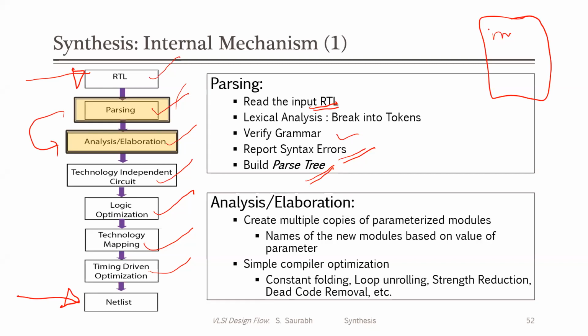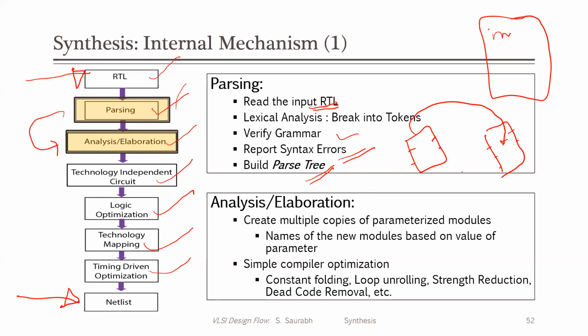Now in the analysis and elaboration, it will make the connections. When we are doing parsing, what it does is just create different modules. It will create modules, it will create ports internally in its data structure, but suppose this module was instantiated in another module, then those connections in the internal data structure are initially not built. But during elaboration, those connections are built.